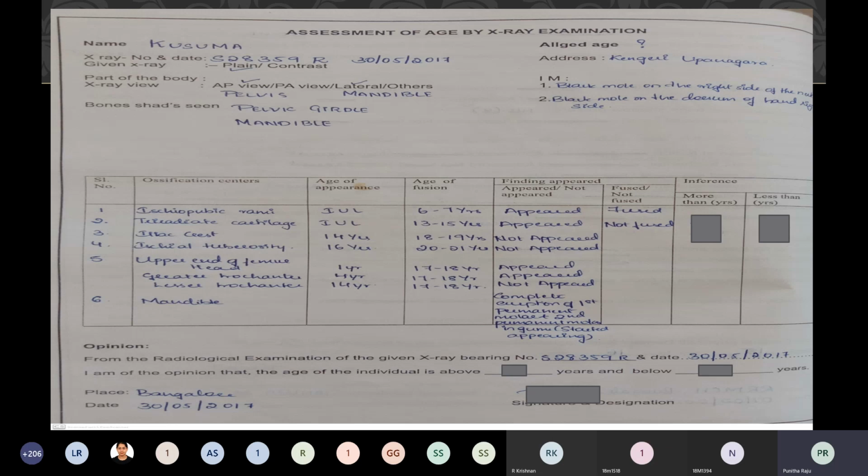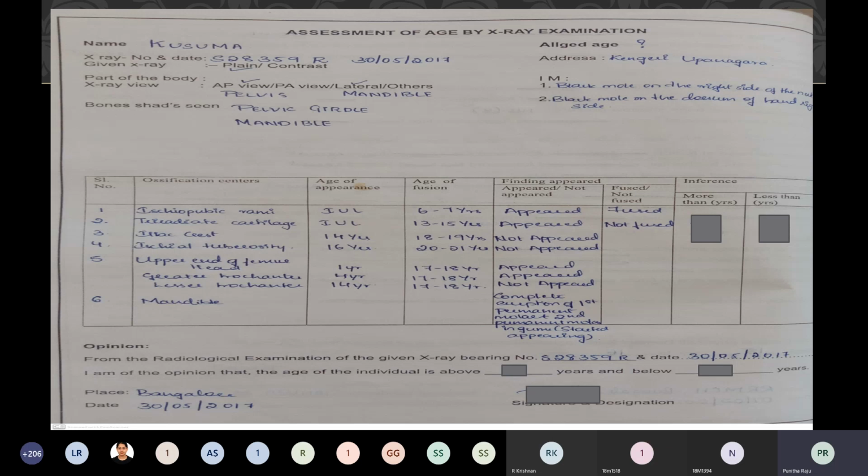So in any case of sexual offense, we do the X-ray examination. We send the person to the radiology, we get the X-rays done, and we give the age certificate. The format which we follow is the same, how we give the age certificate. So that is one case where we do the X-ray examination.